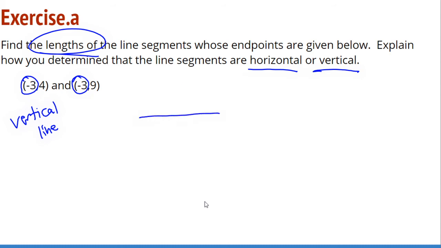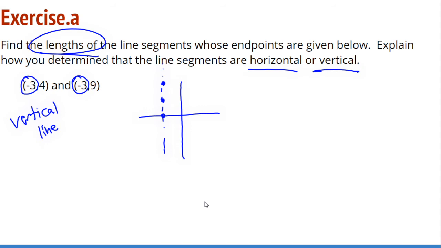And I'm going to show you how I came up with that. They're both at negative 3, and they're both going up from negative 3. So I would have a vertical line. Okay, now length. I need to find the length.